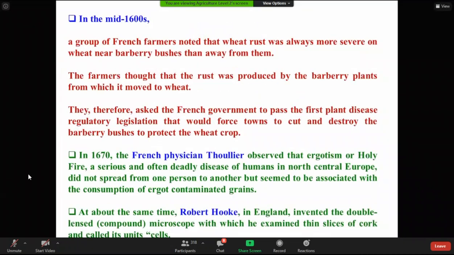No increase of knowledge, there is no deposition of knowledge on plant pathology in that period, in the dark period. But after that, you see, in the mid 1600s, a group of French farmers also observed. What did they observe? Wheat rust disease in wheat, and they also observed the wheat plants near the barberry bushes. There is a plant called barberry.